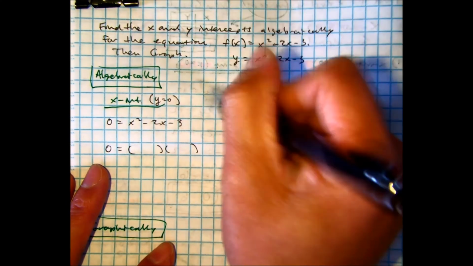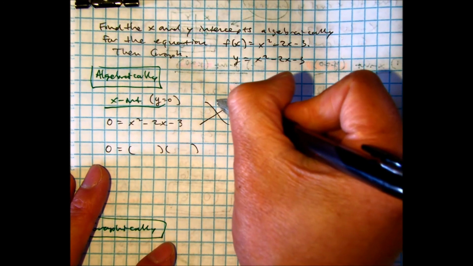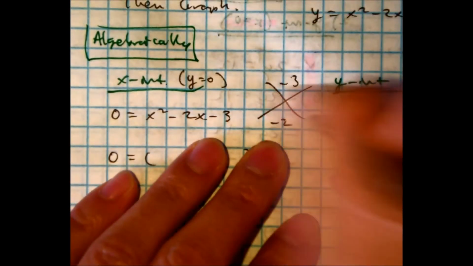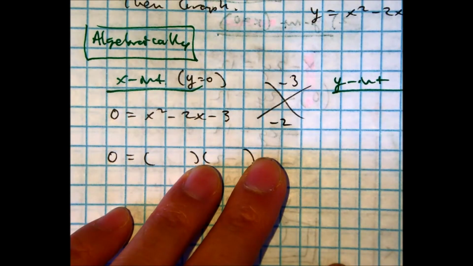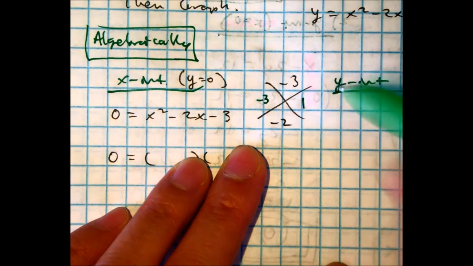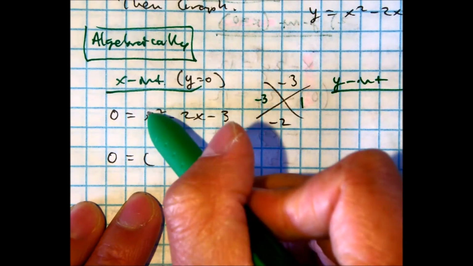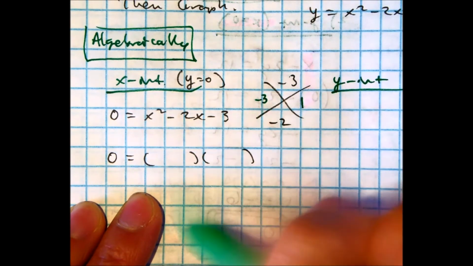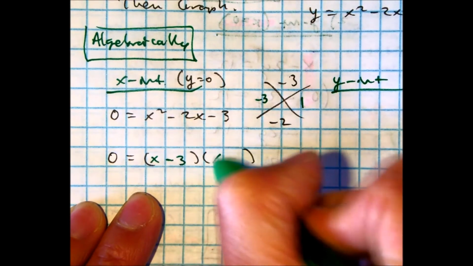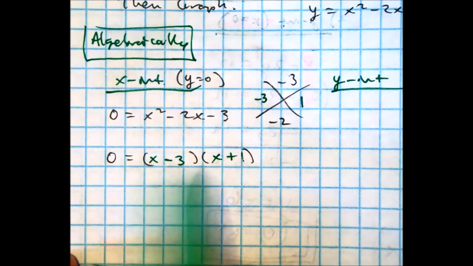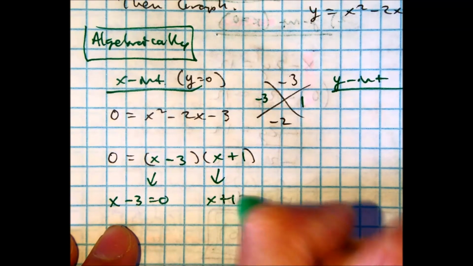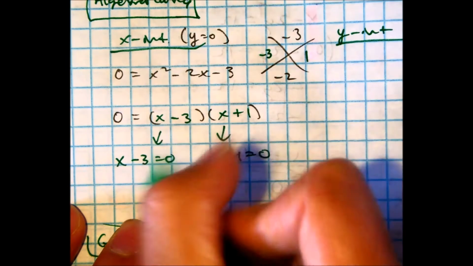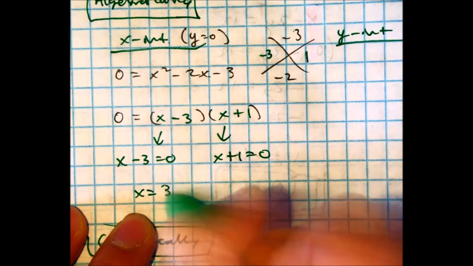Factoring. A times c, and the b value. I need two values that multiply to be negative 3 but add to be negative 2. Because the a value is equal to 1, I can just use the x, right? Because it's already set equal to 0, do the zero product rule. Add 3 to both sides, x is equal to 3, and x is equal to negative 1.